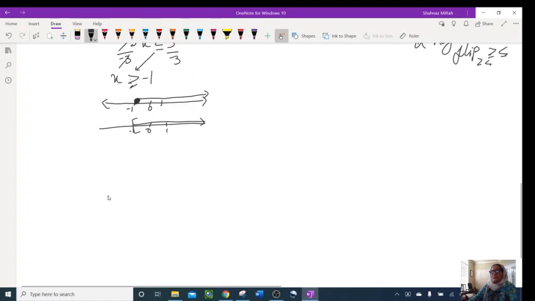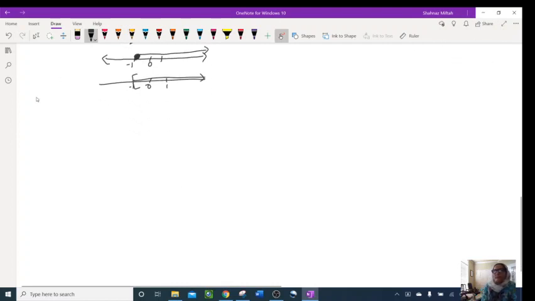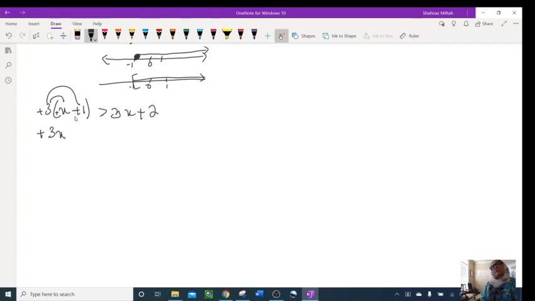Let's solve another question for inequality. Another example, I have 3 times (x plus 1) greater than 3x plus 2. Now, this one doesn't have fractions, but it does have parentheses, so I'm going to distribute. Positive times positive is positive. 3 times x is 3x. Positive times positive is positive. 3 times 1 is 3. Greater than 3x plus 2. Now combine like terms. 3x and 3x are like terms.